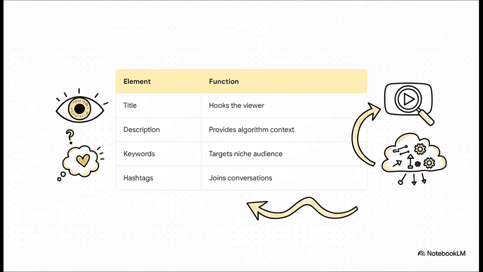You've got elements designed for the human viewer, like a catchy title that makes you want to click. And then you have elements designed for the YouTube algorithm, like an SEO-optimized description and keywords that tell the platform exactly who this video is for. It's a dual approach, making sure the story connects with both people and machines.